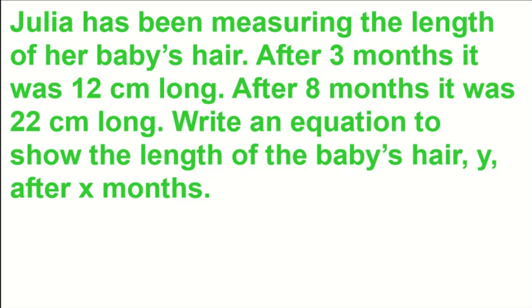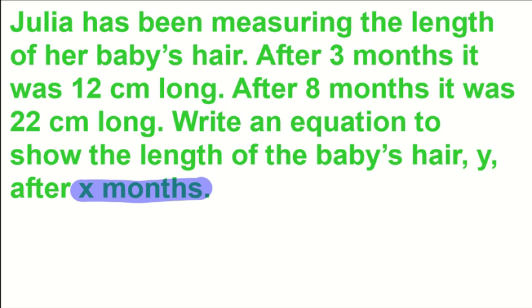These are the types of problems you'll see. Like Julia's been measuring the length of her baby's hair. After 3 months, it was 12 centimeters long. After 8 months, it was 22 centimeters long. You get the equation. You make ordered pairs. In a lot of cases, it tells you what variables to use. And sometimes it'll help you out, even tell you X and Y, which makes it even easier.